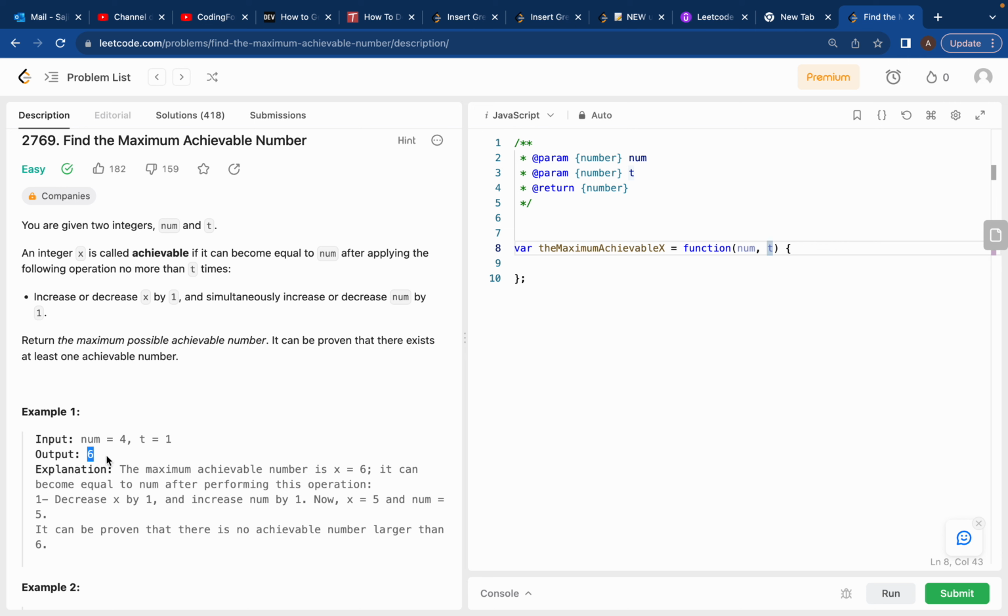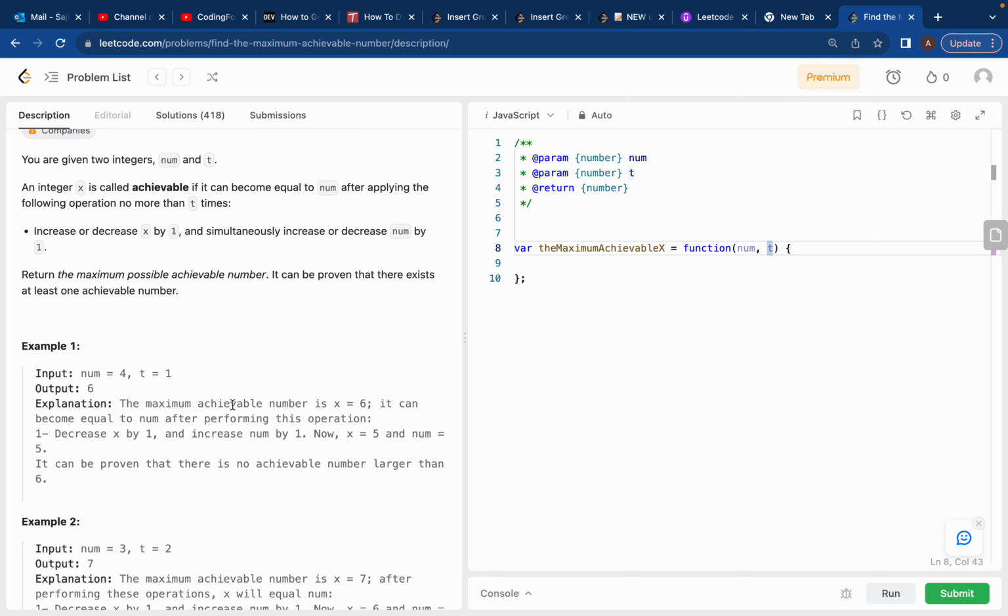And how we find that output is that every time you guess a number, for example here it's 6, and if you decrease t amount from this number and you add t amount to num, and if both of them are equal, then that is your number. For example, if you remove 1 from this 6 you get 5, and if you add 1 to this 4 you get 5. So here the output is 6, because 6 is the number for which, if we remove t and add t, we get an equal number. So LHS equals RHS, so 5 equals 5.